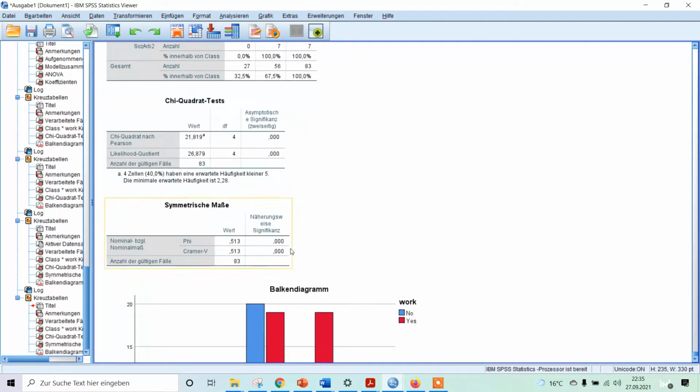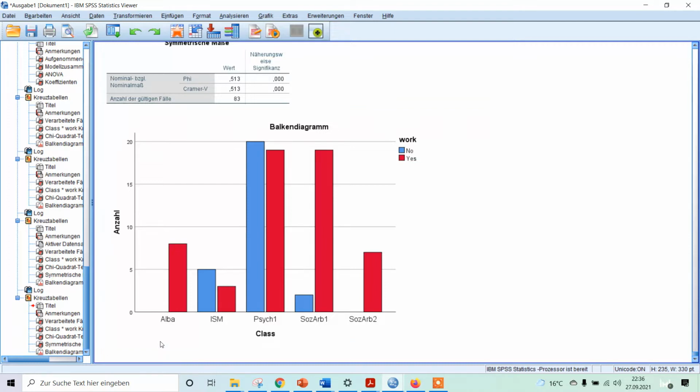Here we also have Cramér's V, which measures how strong the relationship between class and work is, and it is a little bit like the correlation coefficient. So 0 to 0.3 is a weak correlation, 0.3 to 0.6 is a middle, or middle strong, relationship, and higher than 0.6 would be a strong relationship. So it's a middle strong relationship, you can say. Here you have the bar charts for all the classes.